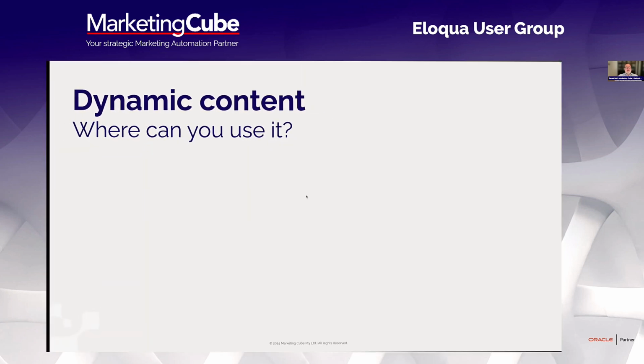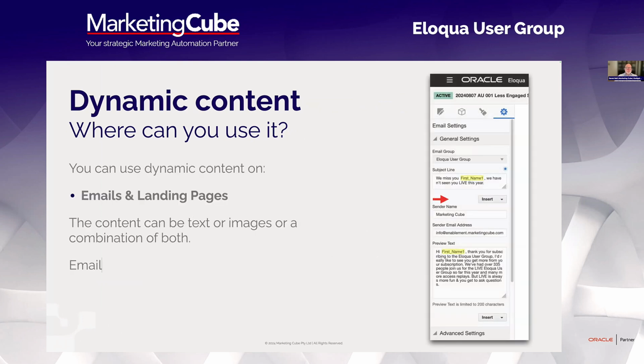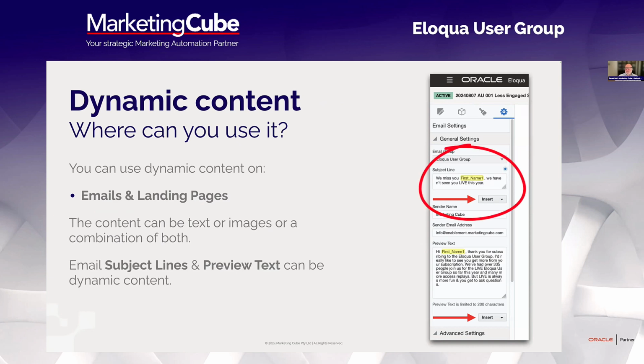Okay, so where can you actually use dynamic content? Well, it's a great question. Dynamic content can be used on emails and landing pages in pretty much exactly the same fashion. The only thing with an email, of course, is you've got the ability to alter subject lines and also the preview text. They can both be dynamic content. And so that's probably a really easy place to start from a dynamic content point of view, playing with different subject lines.